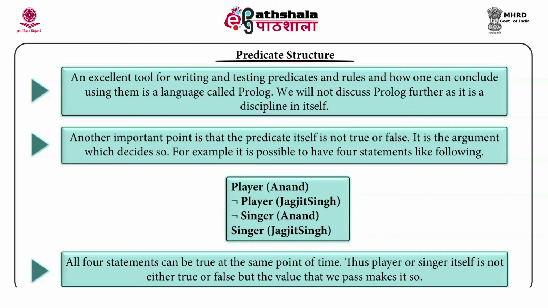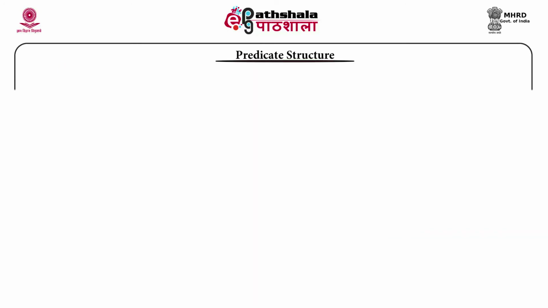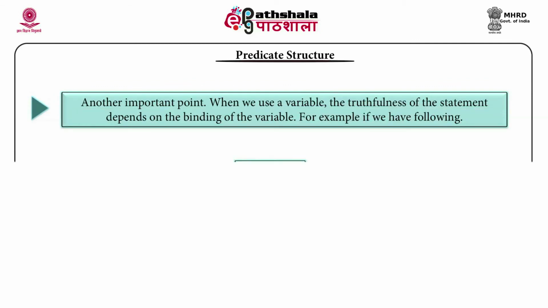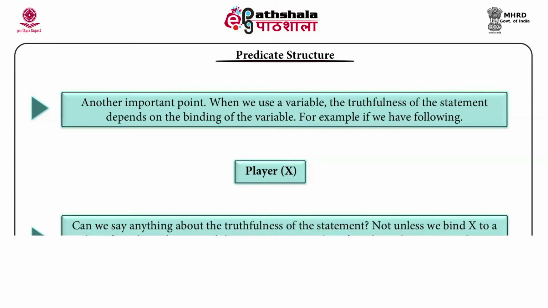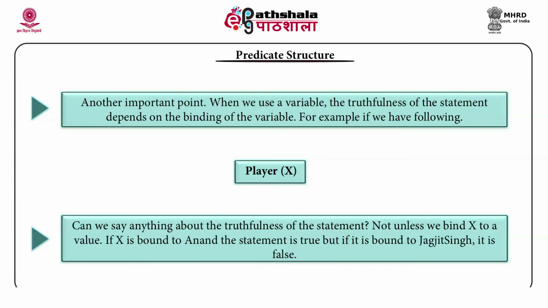In fact, the example that I have shown on the screen is player Anand, not player Jagdish Singh, singer Anand and singer Jagdish Singh. All four can be true at the same point of time. So, some singer is true, some singer is false, some player is true, some player is false at the same point of time. What does that mean? Again, the predicate has nothing to do with truthfulness of anything. Whenever you provide an argument to the predicate, it decides the truthfulness or falsehood of the statement.